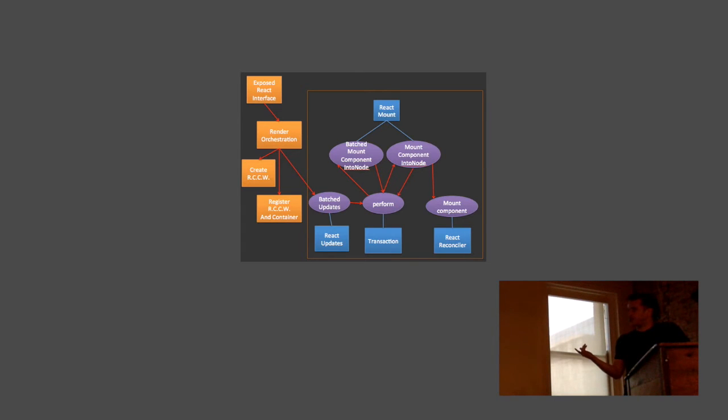So the first part of batching is in Perform: you're going to call back to React mount, this batch mount component into it. All that does is literally immediately tell transaction, oh, by the way, I want you to perform a mount component into node method, and what it does is just forward on to this class, React reconciler mount component.